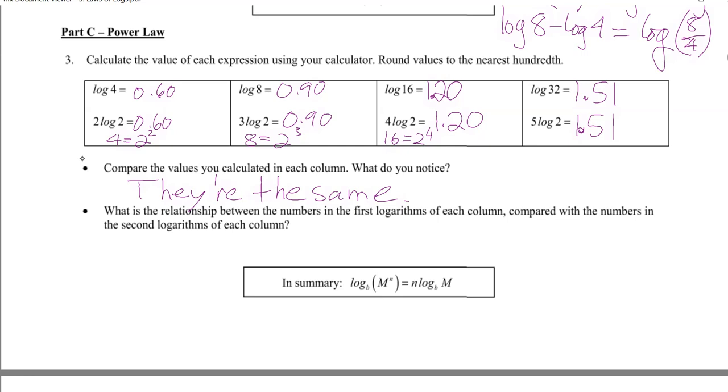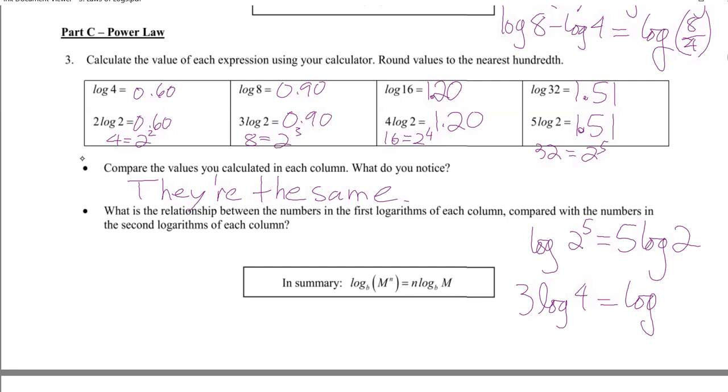So here's the number out front. Here's the log that we're taking. So n times log base b of m, 4 times log 10 of 2, is the log of 2 to the 4th, right? 32 is 2 to the 5th. Again, this works both ways, right? So we say the log of 2 to the 5th is equal to 5 times the log of 2. Or if I have 3 times the log of 4, that is equal to the log of 4 cubed.